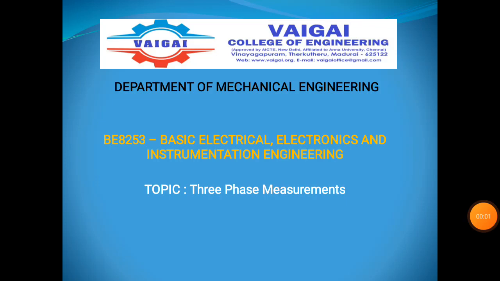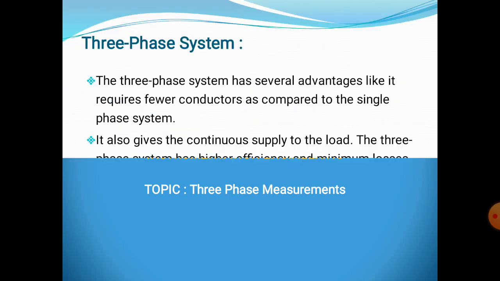Hi, my dear students. Subject name is BE 8253 Basic Electrical, Electronics and Instrumentation Engineering. Today we will learn the basic concepts of three phase measurements.